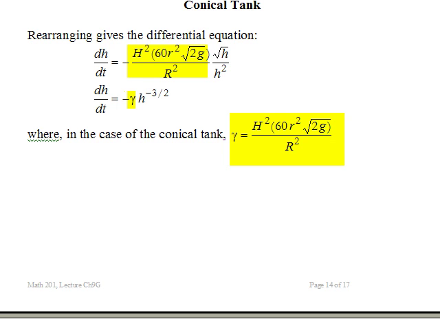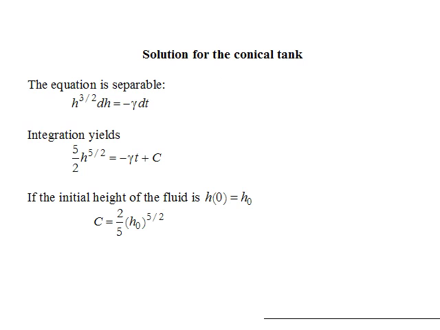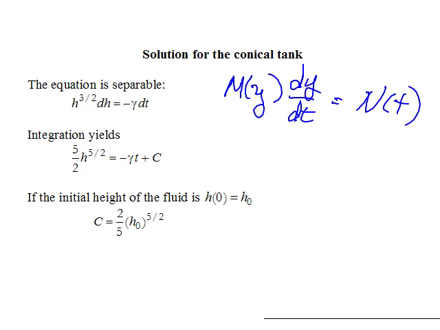This is a separable equation, and I'm going to solve it as a separable equation. Here's our equation written out. Again, for a separable equation, you would write some function only of y times dy/dt, and on the other side you only have a function of t. Our function of t is gamma, which is a constant, or rather minus gamma. This term is h to the 3/2. Just rearrange the equation. Now I can integrate easily.